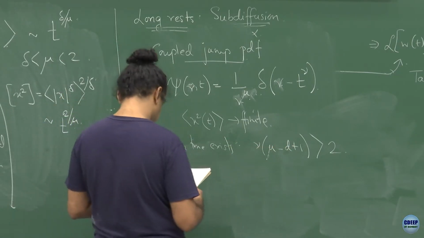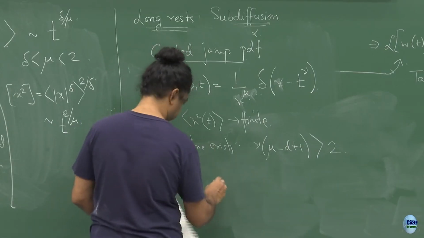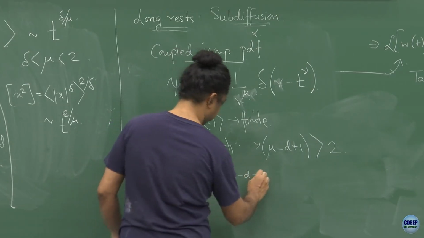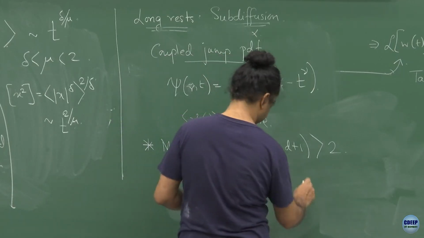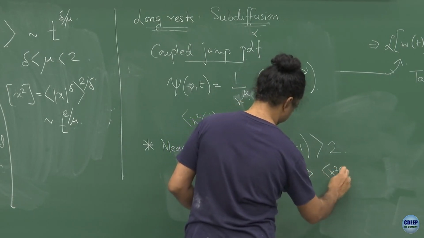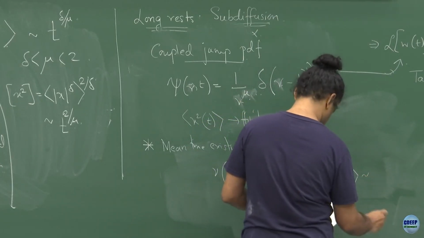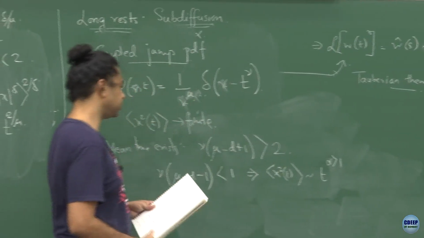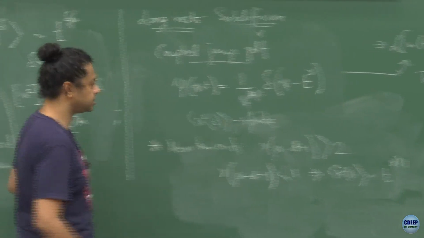And if this exists, and further if nu into mu minus d minus 1 is less than 1, then you will get the MSD x square as a function of time as t to the power of alpha with alpha greater than 1, which is super diffusion. Okay. And again, this alpha I can write in terms of these nu and mu.